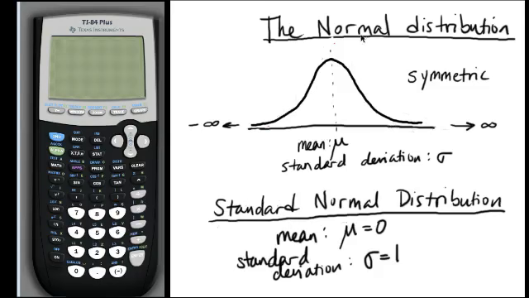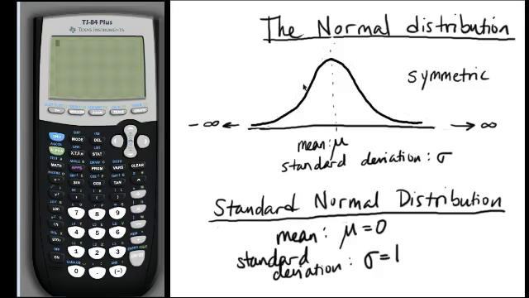There is a specific normal distribution called the standard normal distribution, which has a mean of 0 and a standard deviation of 1. We will often call this distribution the Z distribution. So, mean of 0, standard deviation of 1.